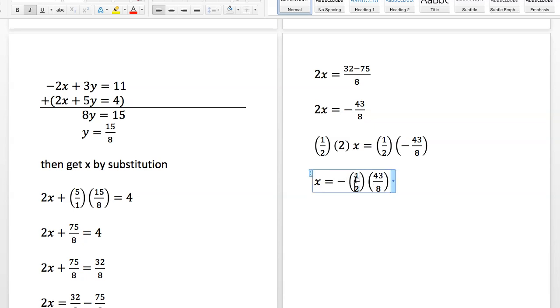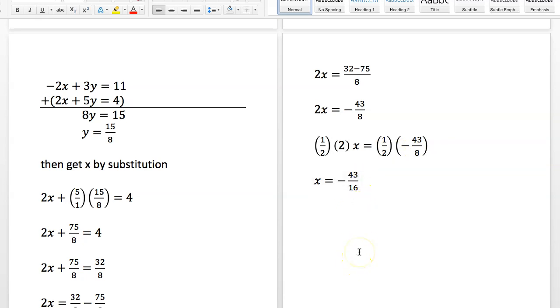Now 1 times 43 is 43. We do top times top, bottom times bottom. And 2 times 8 is 16. So it's negative 43 over 16. You can literally put 1 times 43, stick the negative out to the side, but otherwise 1 times 43 over 2 times 8, and 2 times 8 goes on the bottom. Okay.